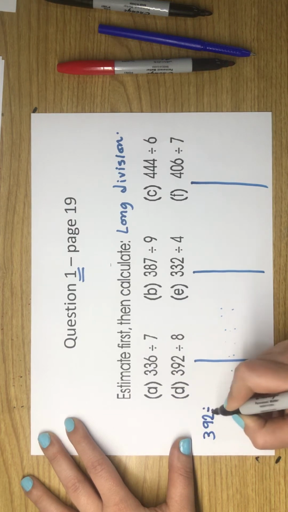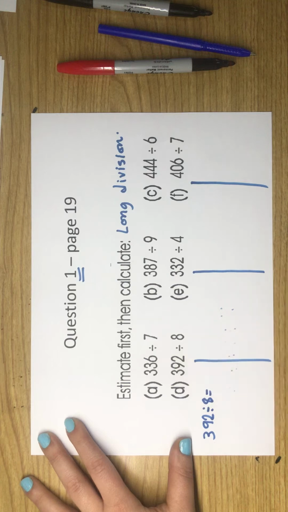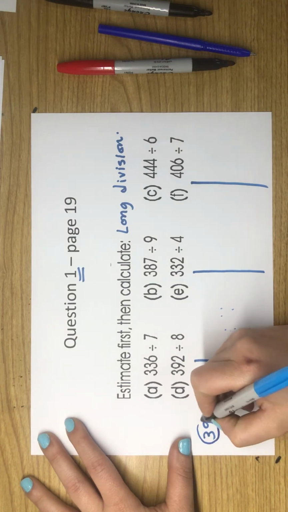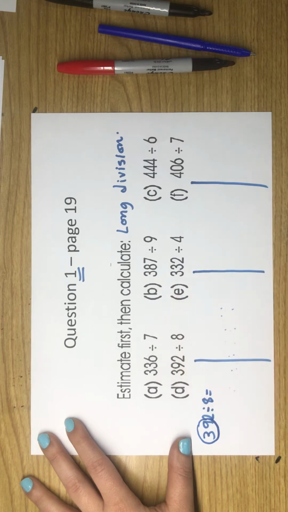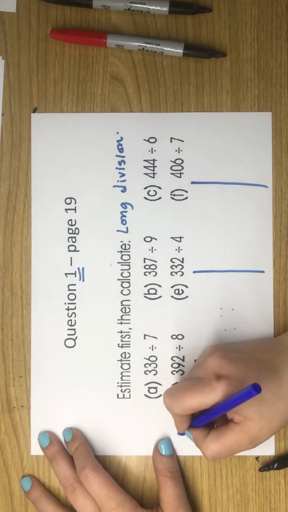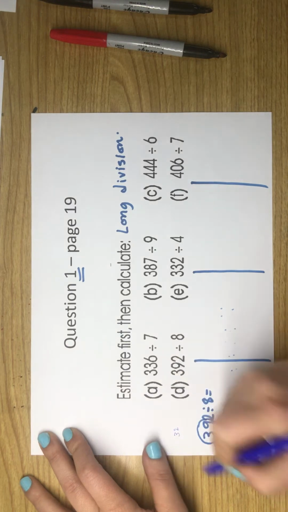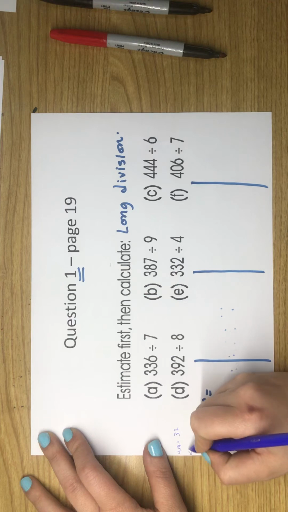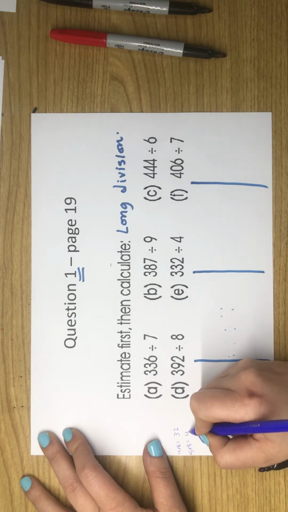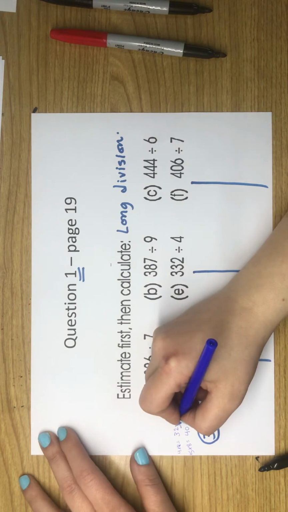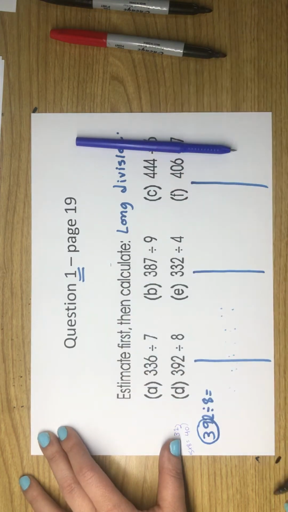382 divided by 8 equals, okay, the 38. Do you remember the multiples of 8? The multiples of 8 are 32, because 4 times 8 equals 32, and 5 times 8 equals 40. Is 38 closer to 32 or 40? Definitely it's 40.